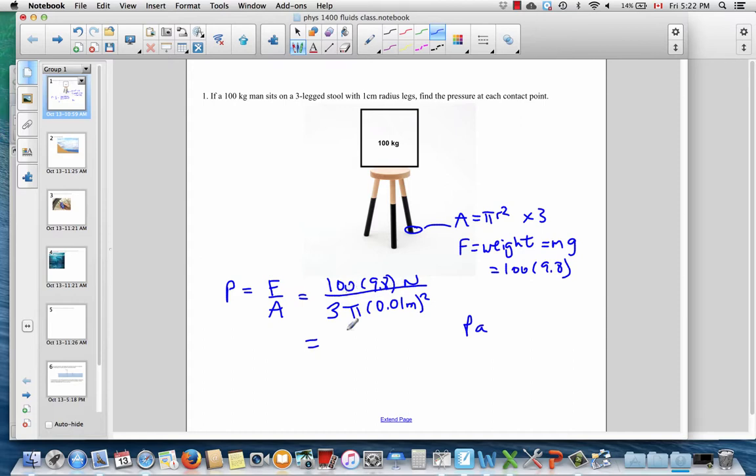And when you work out this number, it's 1.04 times 10 to the power 6 pascals. 10 to the power 6 is mega, so we can write this as a megapascal. I'll just note that a pascal is a newton of force per square meter of area, as we saw earlier in the fluid section. Okay, so that's the definition of pressure.